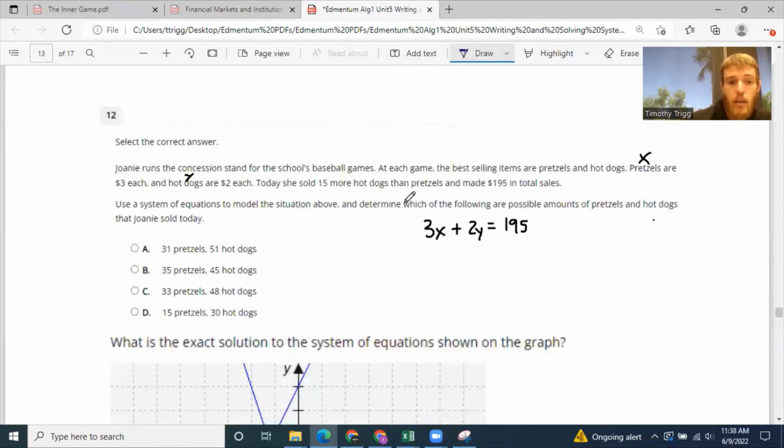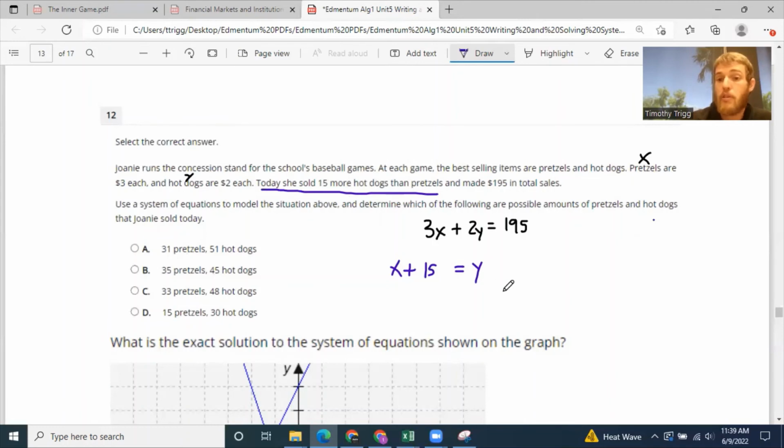Our second equation comes from the fact that today she sold 15 more hot dogs than pretzels. So the way I like to think about that is, did the number of pretzels equal the number of hot dogs? Well, no, they're not equal, right? She sold 15 more hot dogs. So if I take the number of pretzels, x, and I add 15, that'll give you the number of hot dogs, right? So you'd have to add 15 to the pretzels in order to equal the amount of hot dogs.